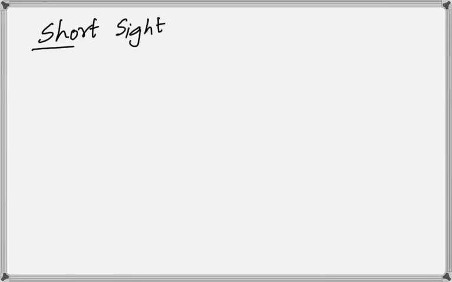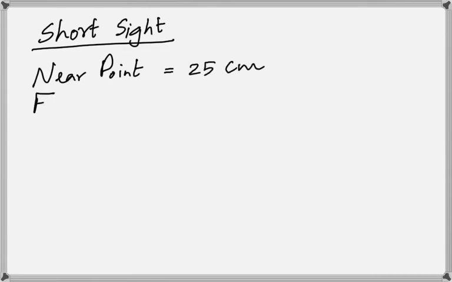Short sight. What is the problem with short-sighted people? Those who have myopia. Is there a problem with the near point or far point? Far point. Far point, instead of being infinite, is X. They can only see up to a certain distance. So that's what I'm writing. Near point, there is no problem. Their near point is 25, but their far point is X.